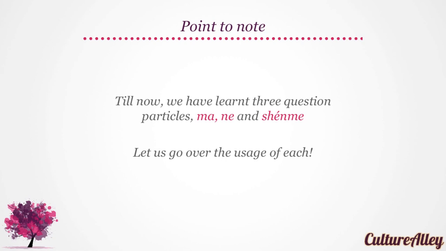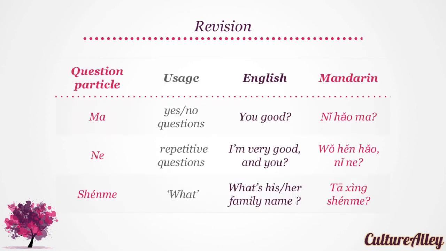Till now, we've learned 3 question particles, 吗, 呢, and 什么. Let us go over the usage of each. The question particle 吗 is used to frame yes or no type questions. A suitable example for this is 你好吗? That literally translates to you good?